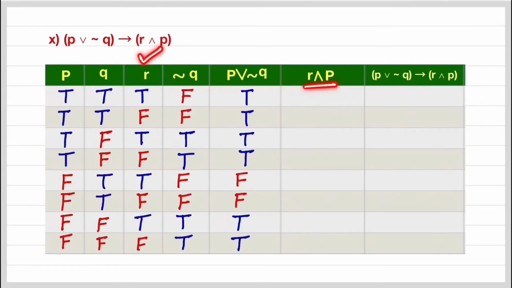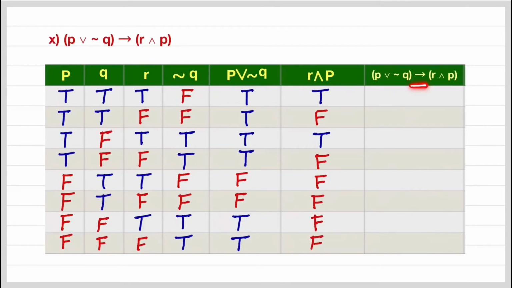Okay, now the conjunction of R and P. Conjunction is true when both the statements are true, otherwise it is false. See, at the first and third entries both the statements are true, therefore their conjunction is true and all other entries are false.